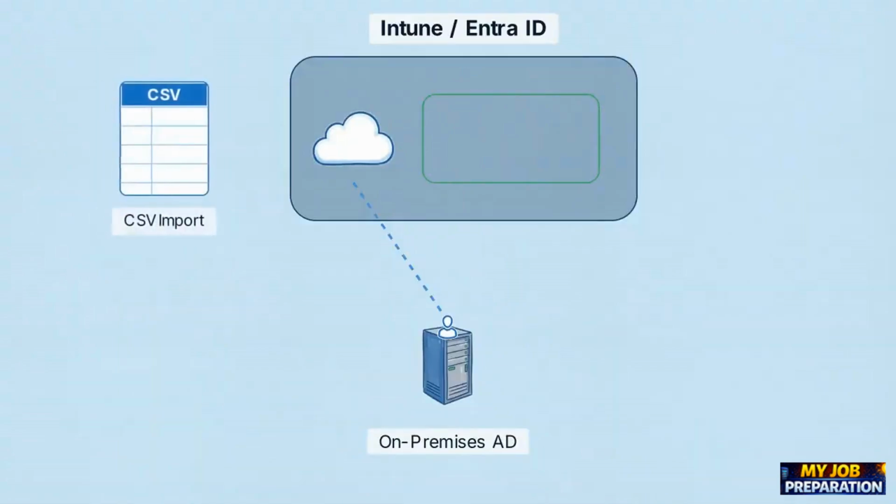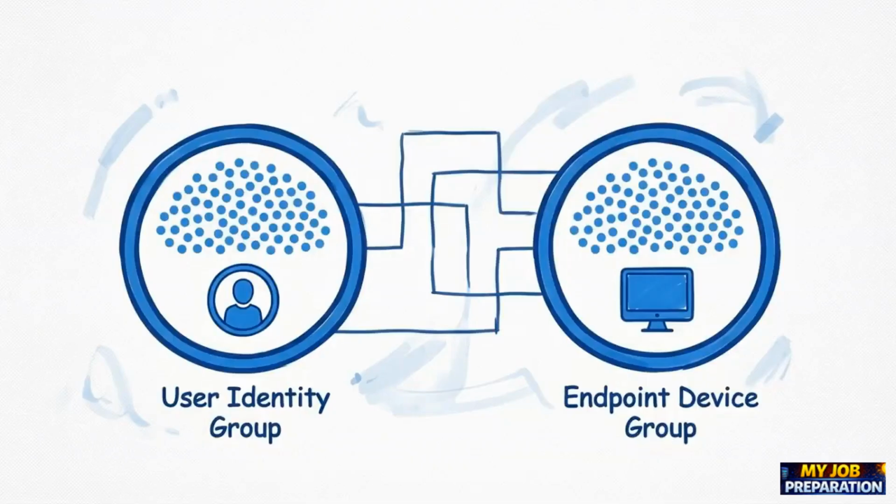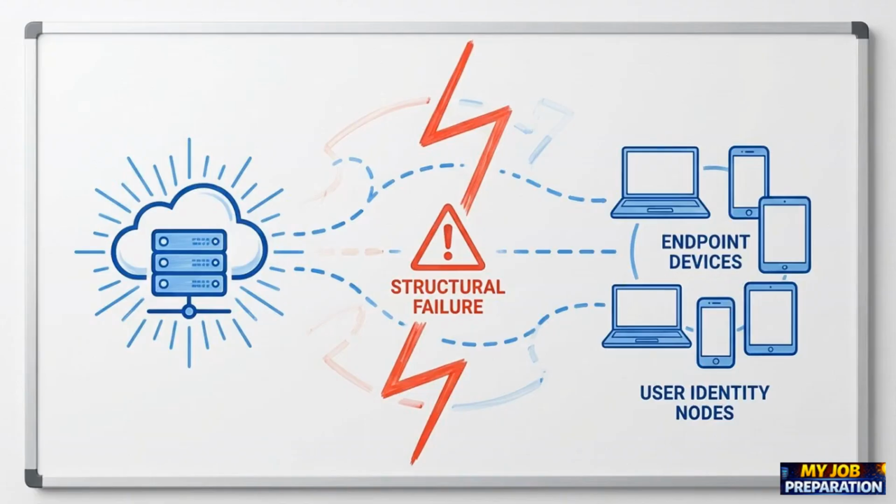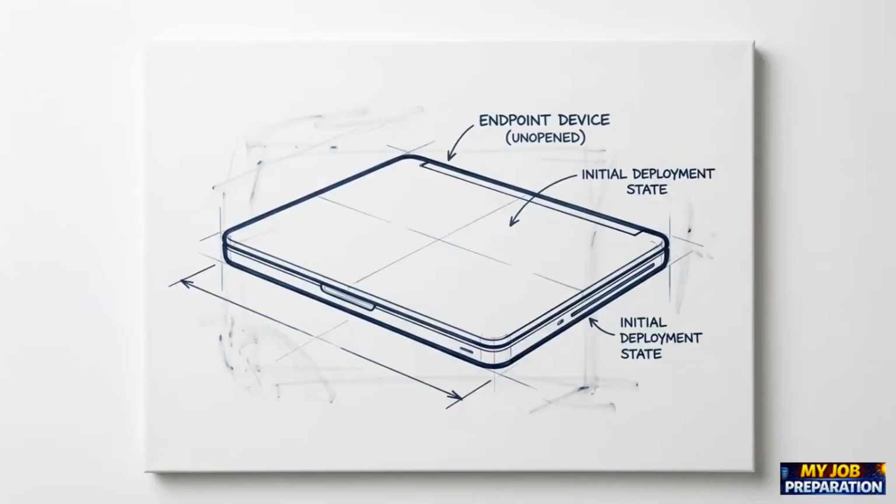Alternatively, cloud-only organizations can import users directly via CSV files. Intune automatically classifies these raw imported identities into default global groups, such as all users and all devices, providing an immediate baseline for management. Without this synchronized, centralized identity repository established inside Entra ID, enforcing cloud-native endpoint security is structurally impossible. With identities in place, we move to hardware enrollment.